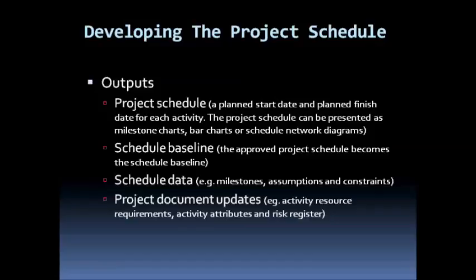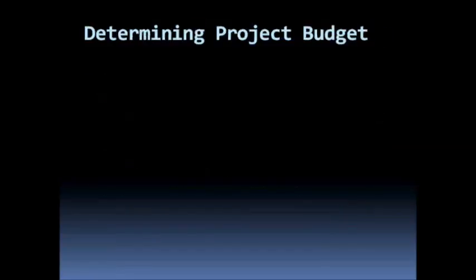Our schedule data, updated milestone lists, for instance, and assumptions and constraints are also outputs of this process. And then there will be updates to other project documents, which might include also the risk register. Now we have our project schedule. The next thing to do will be to determine the project budget.